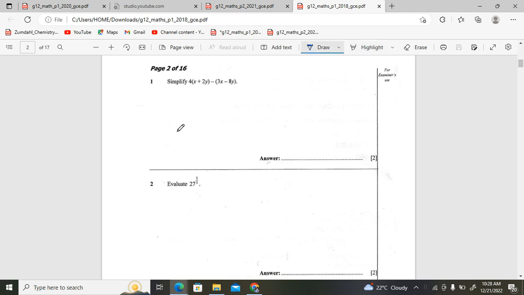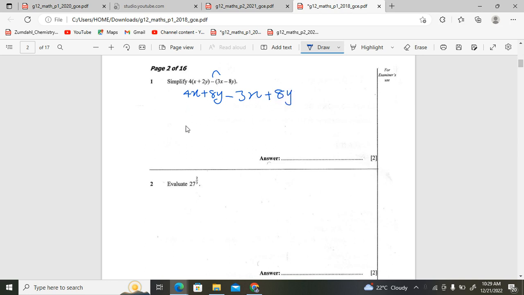When we are simplifying such operations as this one, we need to make sure that we expand the bracket. So, I'm going to multiply 4 with what is inside. I'm going to have 4x, and then 4 times 2y, that will be 8y. After you are done with this, we're going to multiply this negative with everything inside. Negative times 3x will be negative 3x. Negative times negative 8y becomes positive 8y.